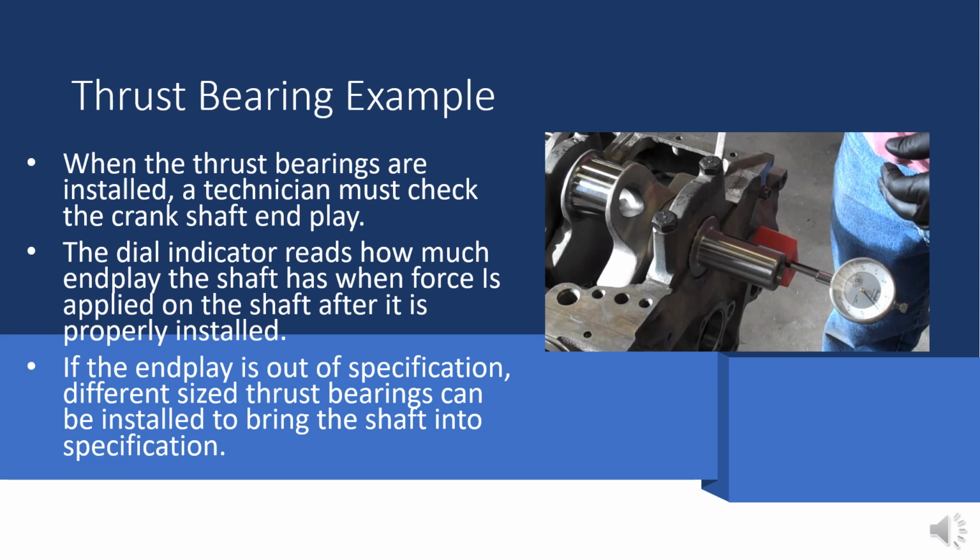If the dial indicator indicates that it's too high, outside of specification, then that means that the thrust bearing is not thick enough, and he would need a thicker bearing. If it's too small, that means that the thrust bearing is too thick and he would need a thinner one. By not having a thrust bearing in there that meets the specifications, you risk causing too much heat, or there's going to be too much end play, and you could cause things to wear out unevenly.